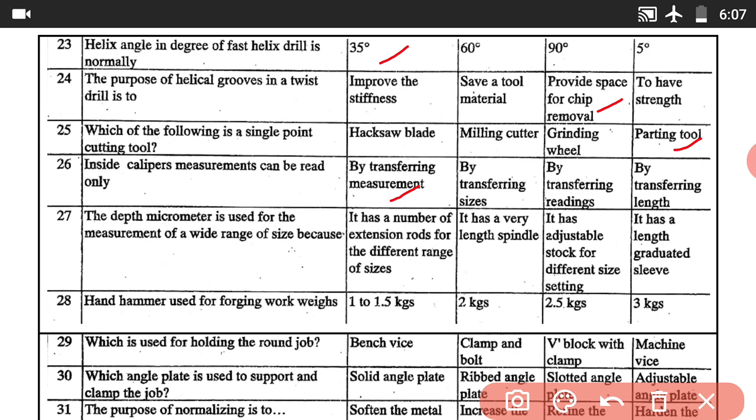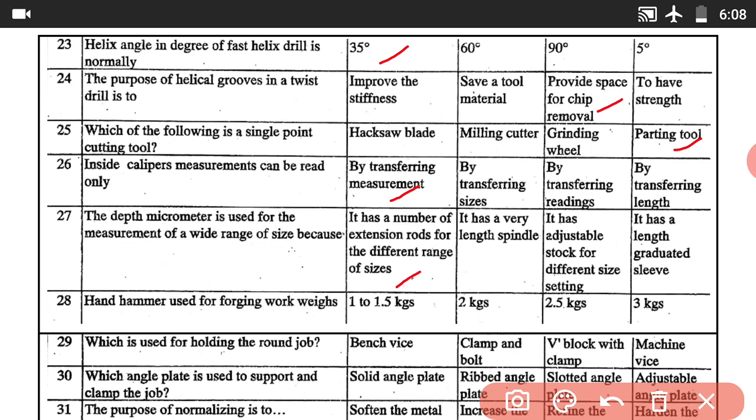Question number 27. The depth micrometer is used for the measurement of a wide range of sizes because dash. The answer is it has a number of extension rods for different ranges of size. Option A is the correct answer.